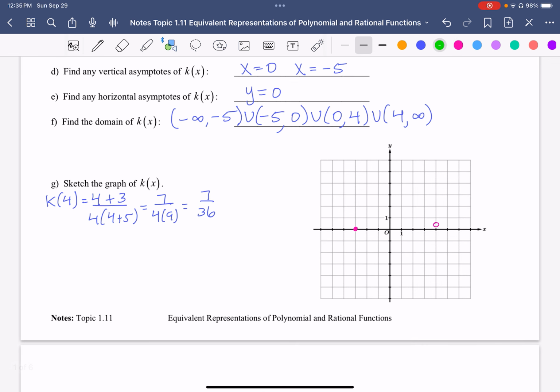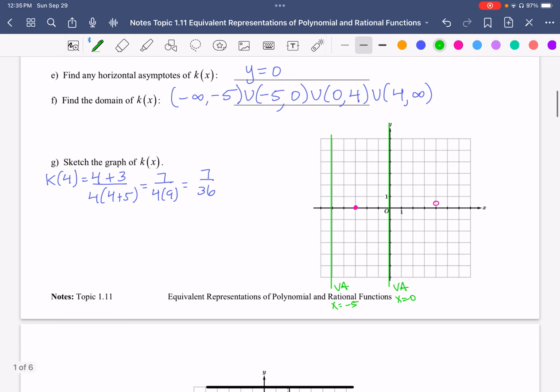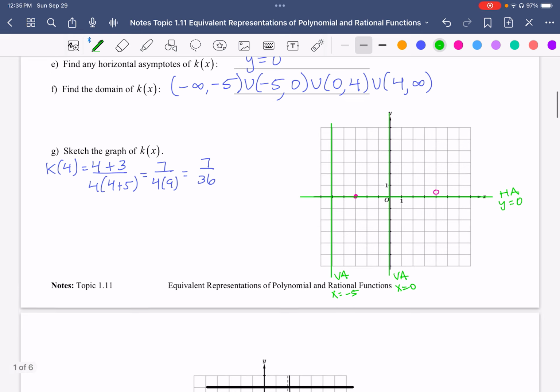One of them is at x equals 0, right down the y-axis. I'm going to label it VA at x equals 0, and I have another vertical asymptote at negative 5. Okay, and then I also have a horizontal asymptote at y equals 0 right here. The only thing we need to figure out now is, does the graph go up or down on either side of the vertical asymptote?